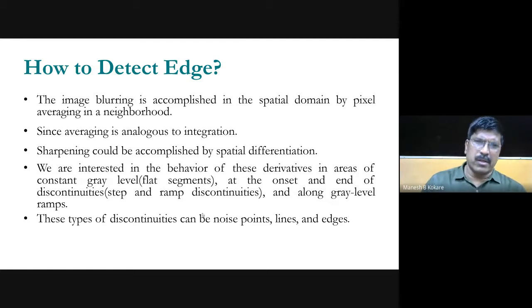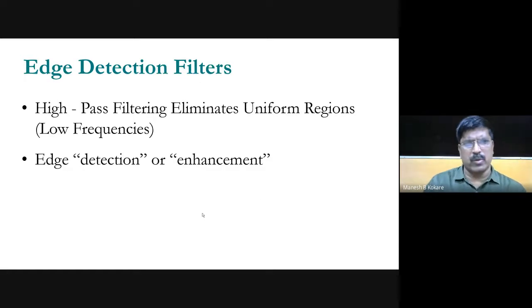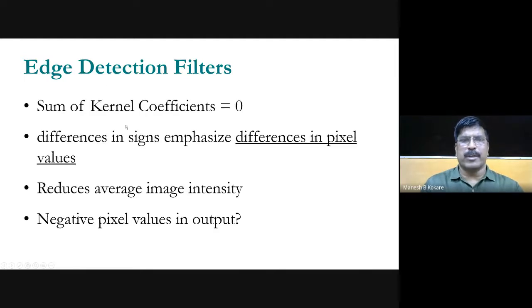So these are the 3 important things while detecting the edge. We'll see in due course of time how edges can be detected. Basically, edge detection filters are used like a high pass filter, which eliminates the uniform region. A uniform region is nothing but low spatial frequency. So when you pass this through the high pass filter, the uniform region, the low frequencies, will be eliminated, and you will get only the high frequency component. That is nothing but the edges which will be detected. So edge detection or enhancement can be done by using the high pass filtering operation.